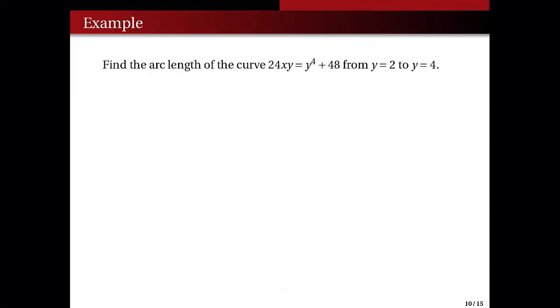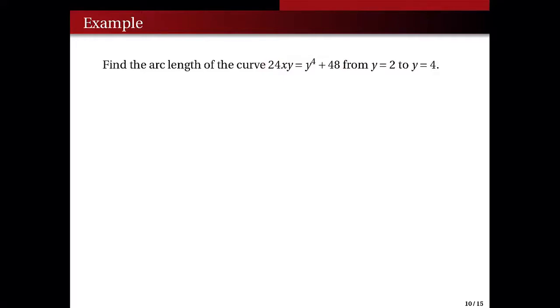So, find the arc length of the curve 24xy equals y to the 4th plus 48 from y equals 2 up to y equals 4. So notice how this equation is written. If you look at this, you have a product of x and y. And then here you have y raised to power 4. And there are no other x's except from this guy here. So from here, we can easily isolate x. Okay, and we can write x in terms of y.